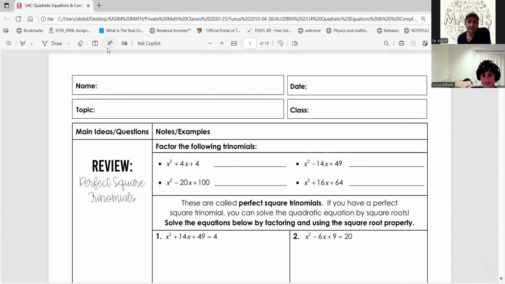So, let me write the date here again. So this is easy to remember. 15th of October.